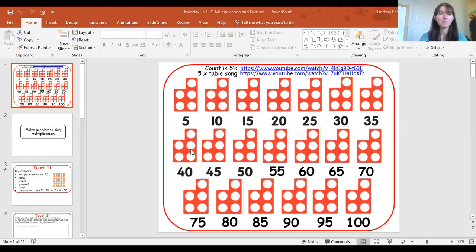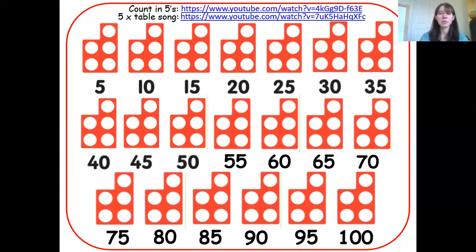Okay then, time for some math, my lovelies. And today we are going to be looking at multiplication, but we are going to be using what we've learned over the past few weeks to help us solve some problems. And the first thing we're going to do, though, is to warm up our maths brains, because we're going to need those to help us today.